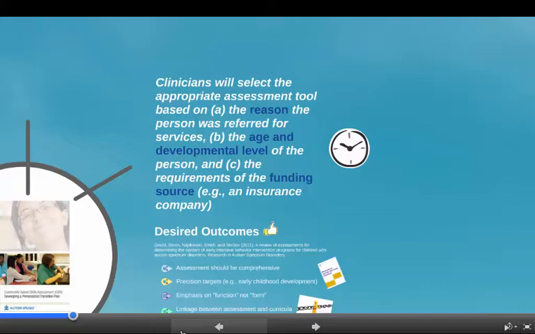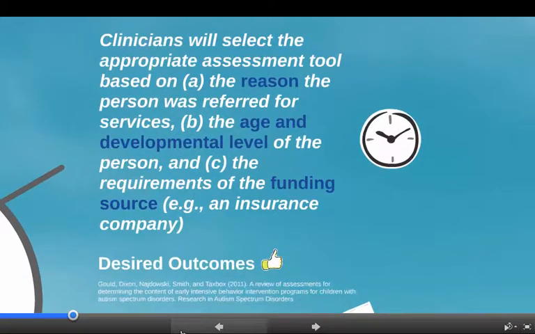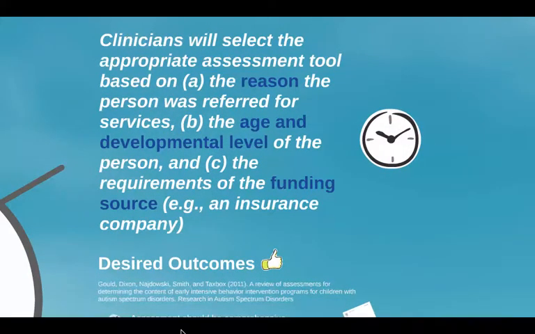So for example, if the person is a young child, let's say 21 months old, let's say that individual has a diagnosis of autism spectrum disorder, then maybe that person is being referred for services because somebody wants early intensive behavioral intervention. If that's the reason the person's referred, then that's going to bring us in a very specific direction regarding the assessment tool that we use.